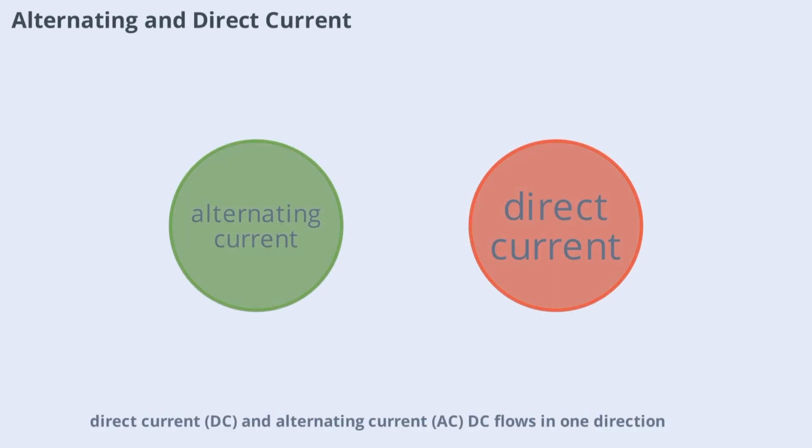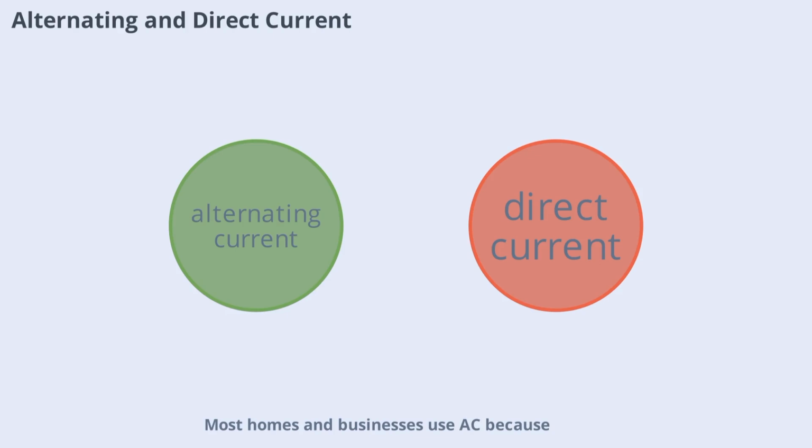There are two main types of electric current: direct current, DC, and alternating current, AC. DC flows in one direction, like the power from a battery. AC changes direction many times per second, like the electricity from a wall outlet. Most homes and businesses use AC because it's easier to transmit over long distances.